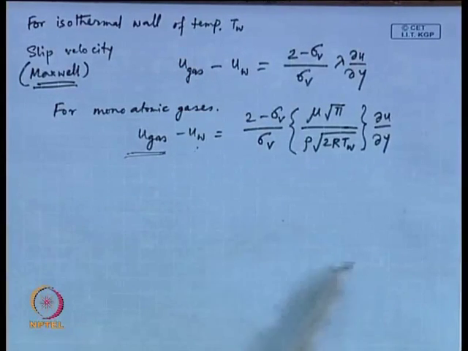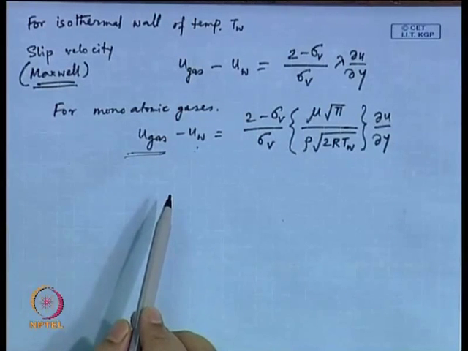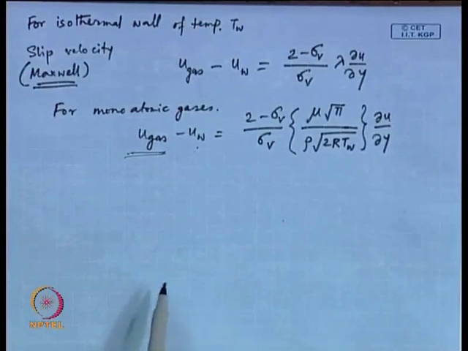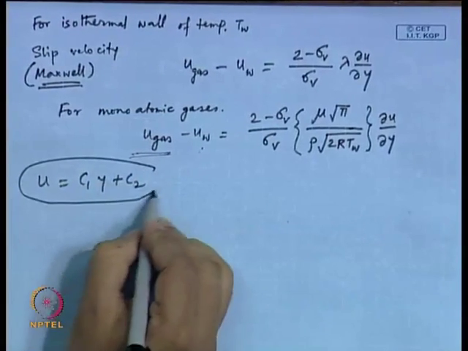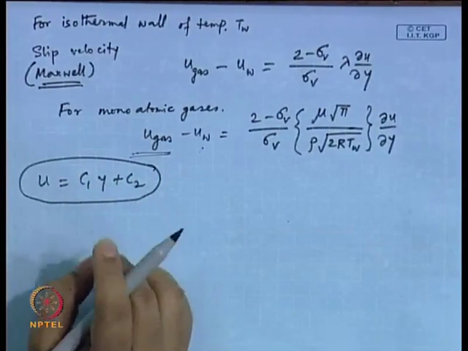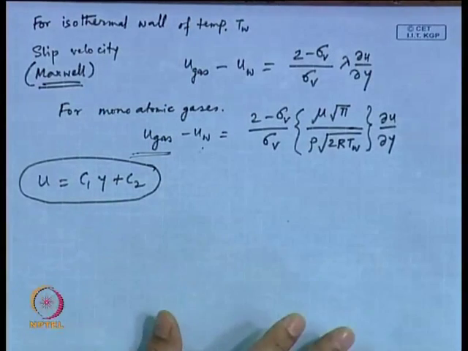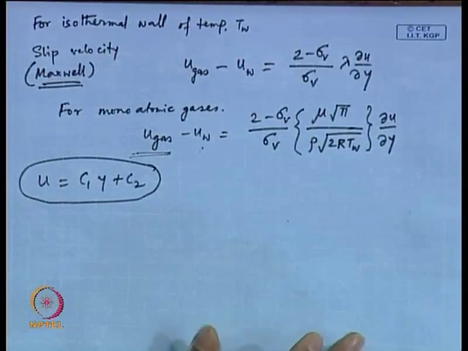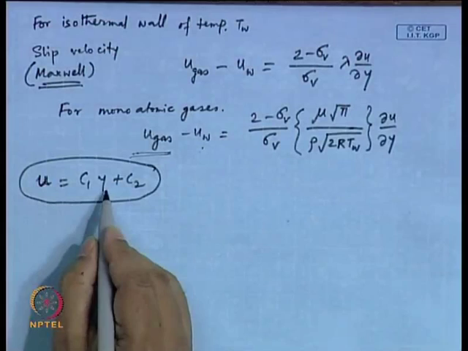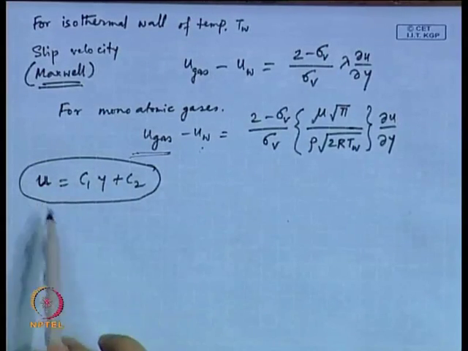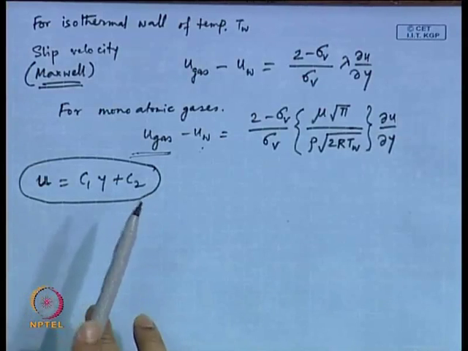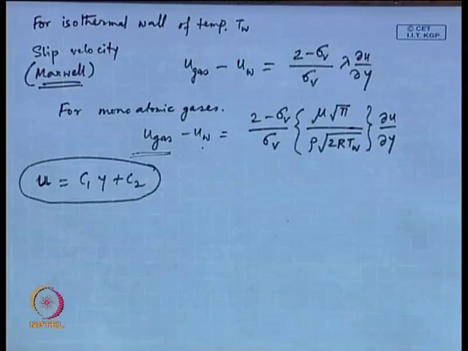Now, if we have this information with us, how do we solve this problem? What was the problem? u is equal to C1y plus C2. We said that remains same, right? We said it is basically one plate is fixed and the other plate is moving at a velocity capital U. In that case, the small u, the velocity at any location y, starts from y equal to 0 at the fixed plate, and goes up to y equal to h at the moving plate. So, this is the boundary condition, and this is the governing equation, and the governing equation remains same whether you have slip or no slip.